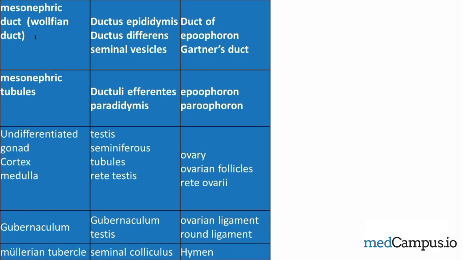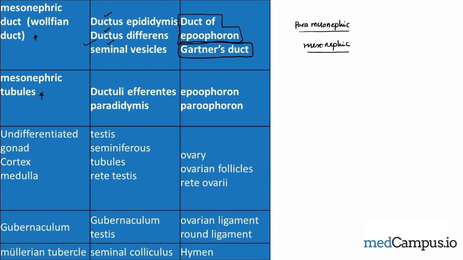Next is the mesonephric duct, the counterpart. We already discussed the paramesonephric. Paramesonephric means predominantly female, and mesonephric is predominantly male. So the male part of the genital system is predominantly derived from the mesonephric duct. What are the structures? Ductus epididymis, ductus deferens, and seminal vesicles. These are all derived from the Wolffian duct. When it comes to females, the female has Gartner's duct and also the duct of Epoophoron. These are the two structures derived from the mesonephric duct.